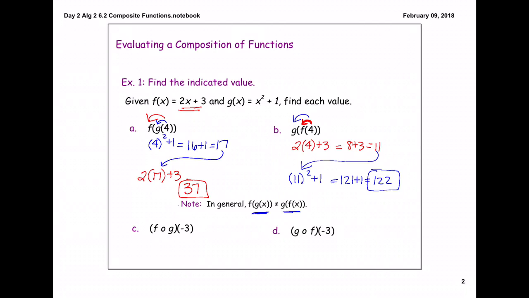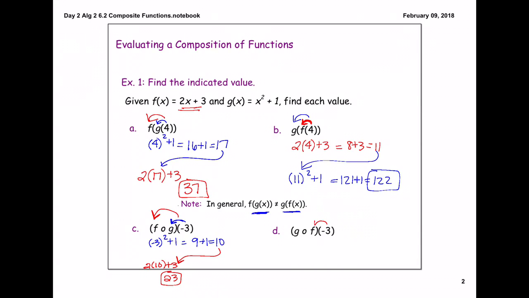Example C just uses the other notation, f of g of negative 3. So we want to plug negative 3 into our g function first. So replace your x with your negative 3. Negative 3 squared is 9, plus 1 is 10. Then plug your answer from after you evaluated g into your f of x function. So 2 times 10 plus 3 equals 23.